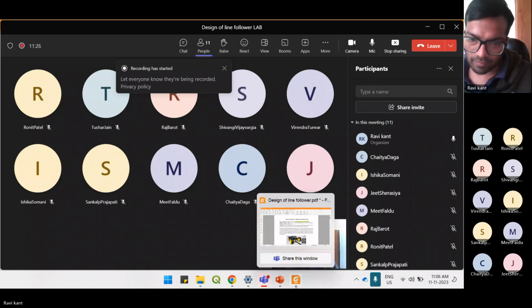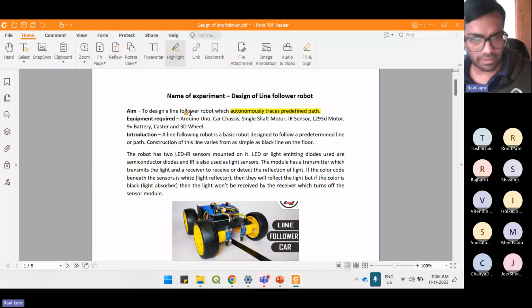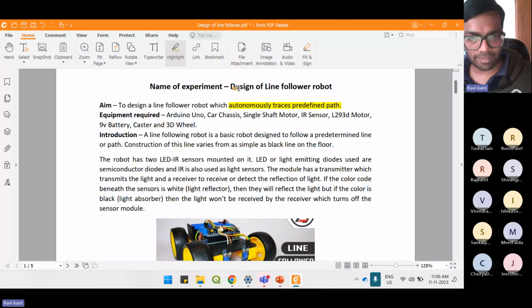Okay, so let me start with the agenda of this particular lab session. The name of the experiment is design of line follower robot. And the aim is to design a line follower robot which autonomously traces a predefined path.